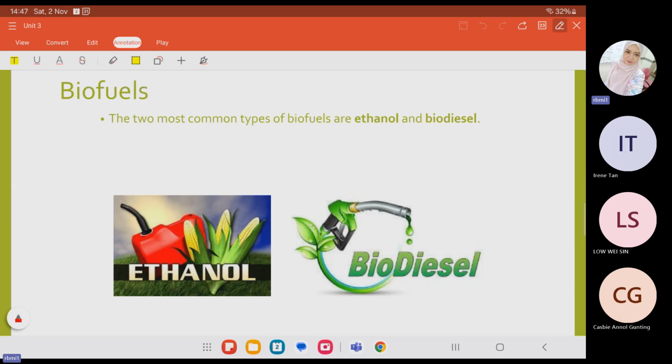Okay, we have two common types of biofuels. One is ethanol and the second one is biodiesel. Ethanol yields around 24% more energy than the energy invested in its production, whereas biodiesel has a very high energy percentage, around 93% more than ethanol.